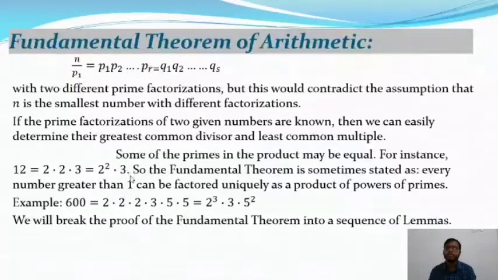The fundamental theorem is sometimes stated as: every number greater than 1 can be factorized uniquely as a product of powers of primes. For example, 600 can be written as 2 into 2 into 2 into 3 into 5 into 5. These are the factors of 600, and it can be written as 2 to the power 3 into 3 into 5 to the power 2. We will break the proof of the fundamental theorem into a sequence of lemmas.